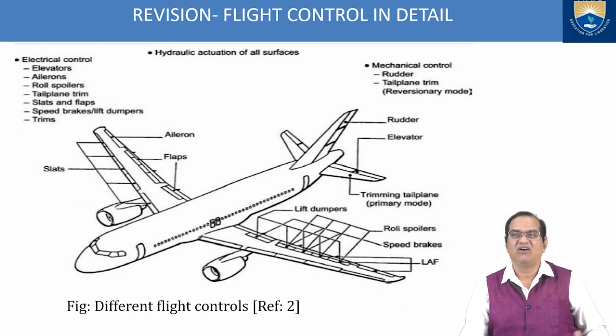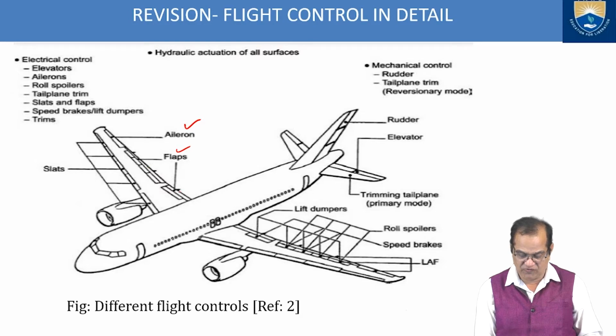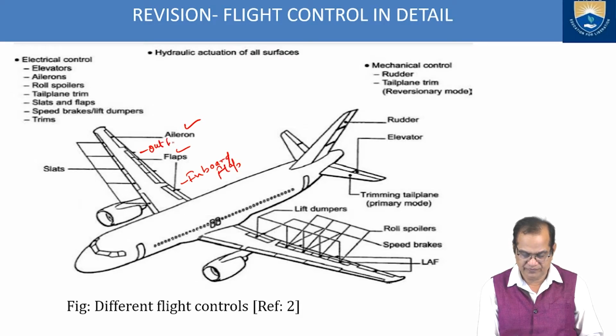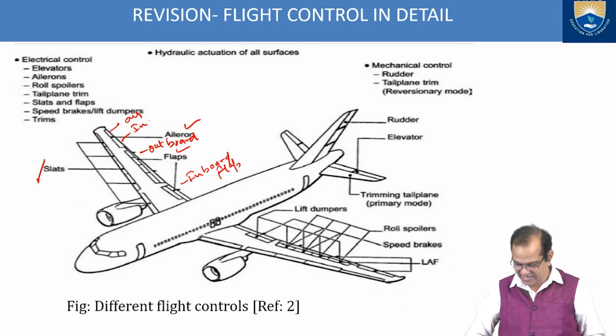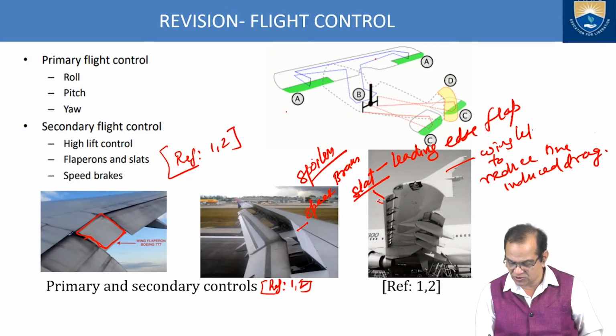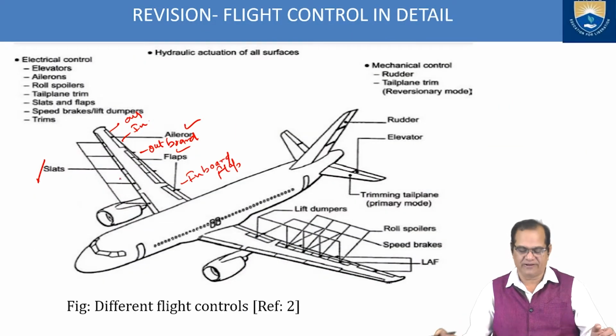Flight control in detail, all these things are mentioned in this. You can see ailerons are here. Then we have the outboard flap, and this is the inboard flap. These are the ailerons. Ailerons also we have outboard and inboard. This is the outboard and this is the inboard. Okay, here we have the slats. I have shown these are the slats, and you can see the slat shown here. The same thing is visible here. You can see this by this diagram.